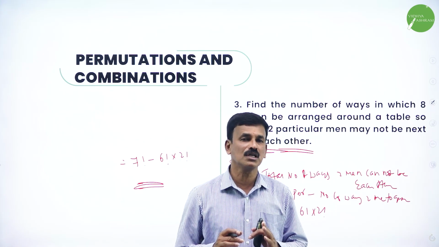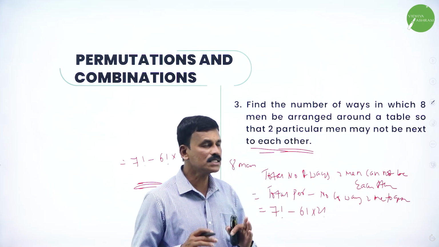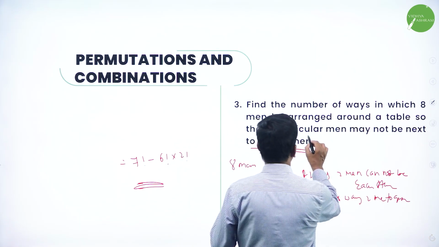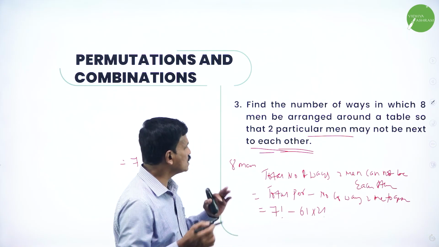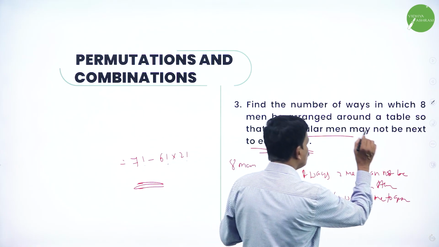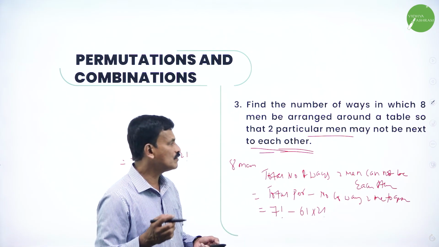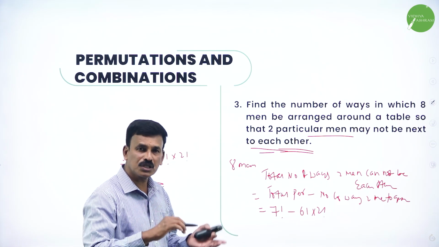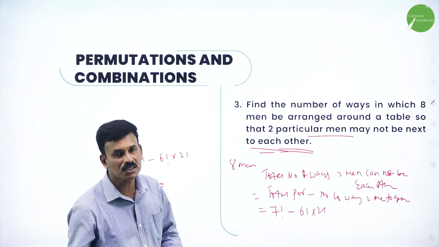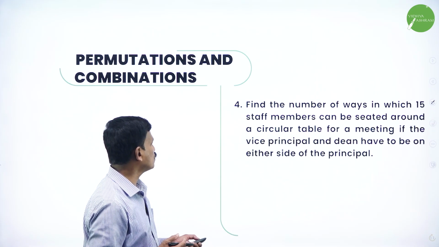Very simple concept. Just find out the total permutation minus the permutations where the particular men are together, and you will get the arrangements where they are not together. Subtract together from the total permutation, you will get not together. That's it. Now let us move on to the next problem.